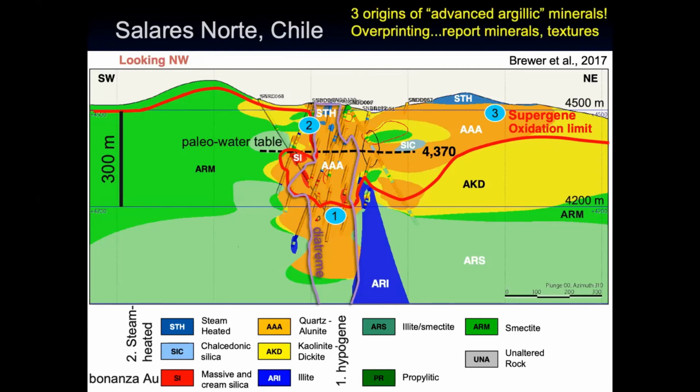So, three origins of advanced argillic minerals, but a lot of overprinting. So it is important to report the minerals and the textures, with both kaolinite and jarosite being steam-heated as well as supergene in origin in this area.